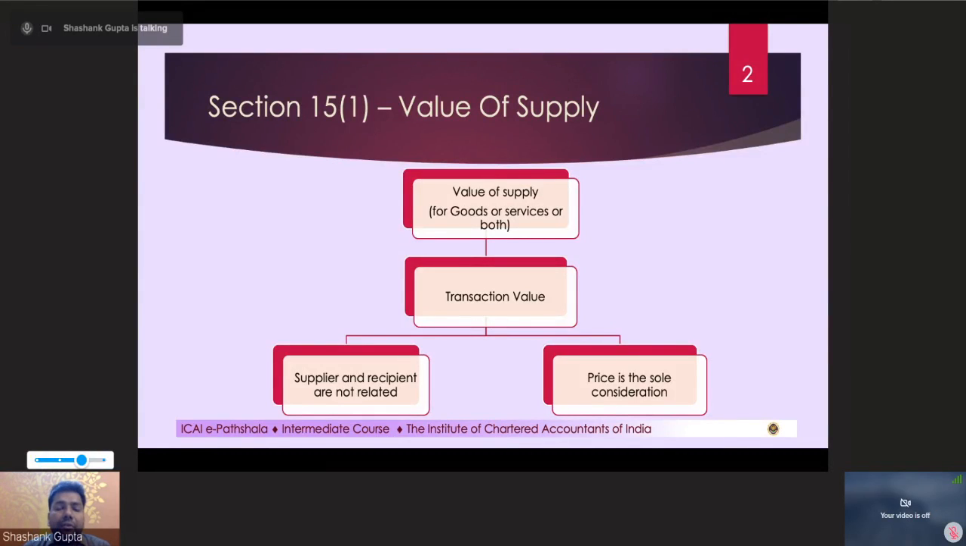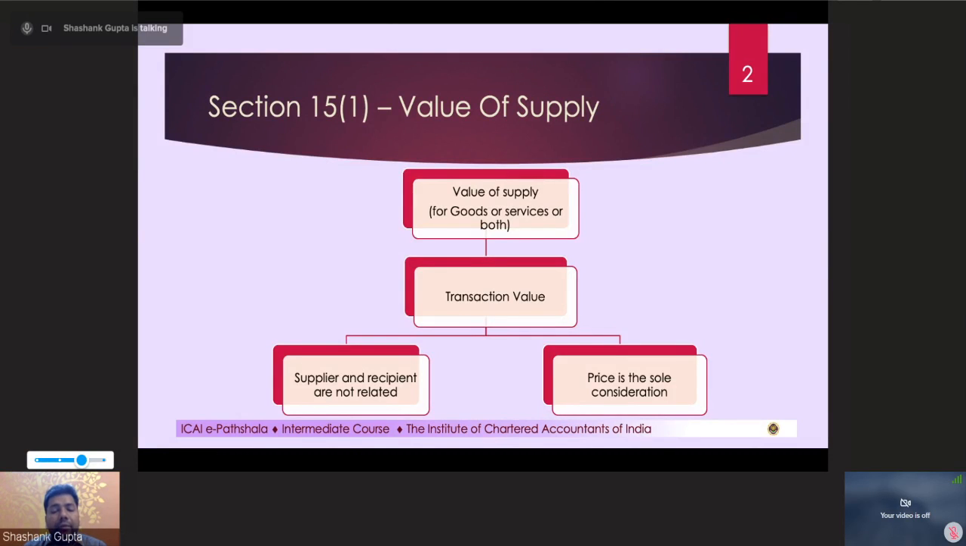And the transaction value is dependent upon two factors: that the supplier and the recipient should not be related, that is, they should not get covered under the definition of related persons. And second, price should be the sole consideration. That is, the price which has been charged should be the sole consideration. There should not be any direct or indirect other consideration flowing against that transaction.